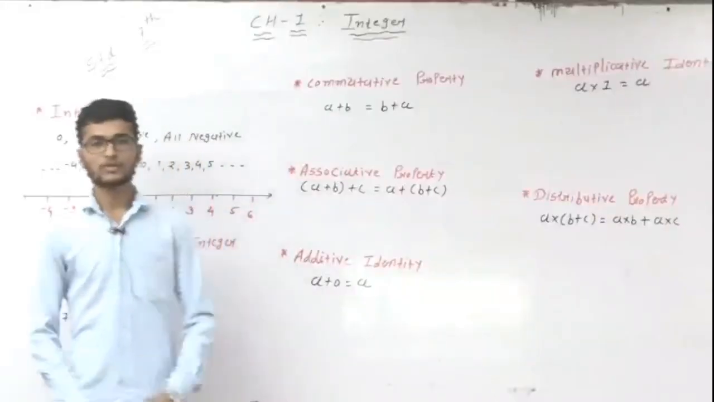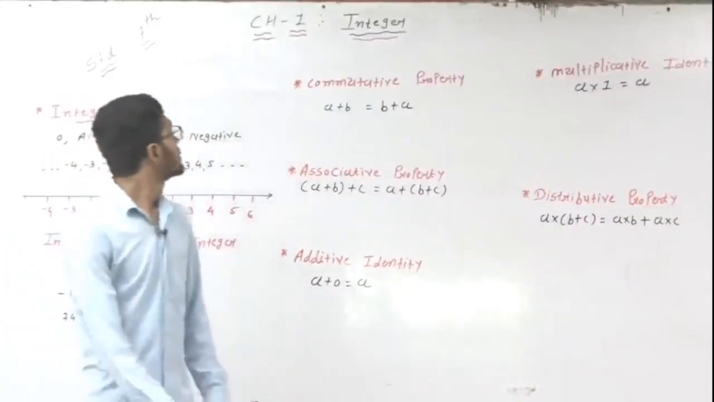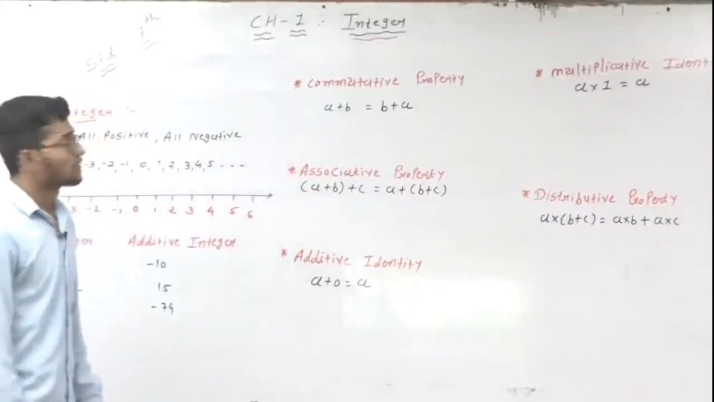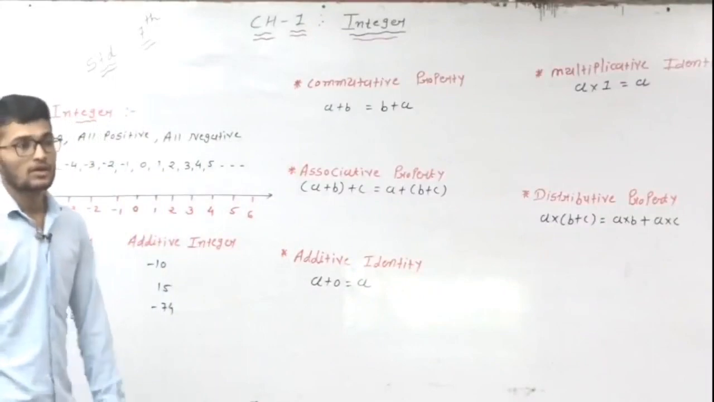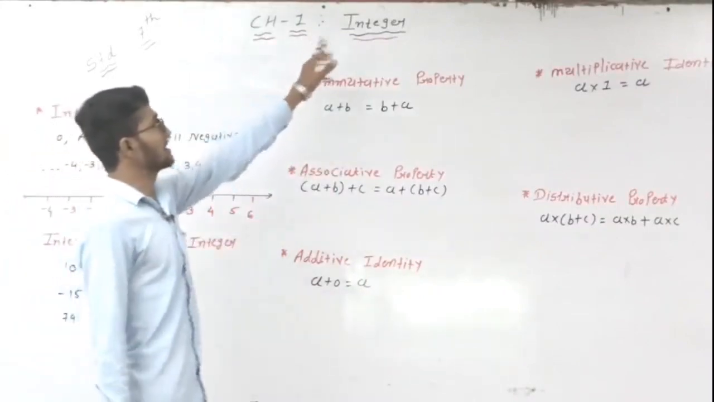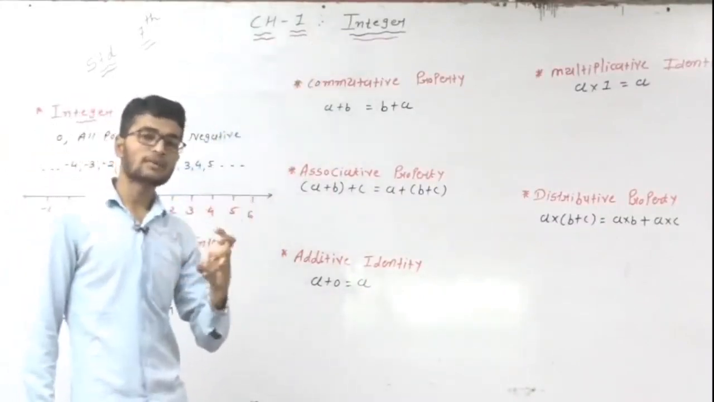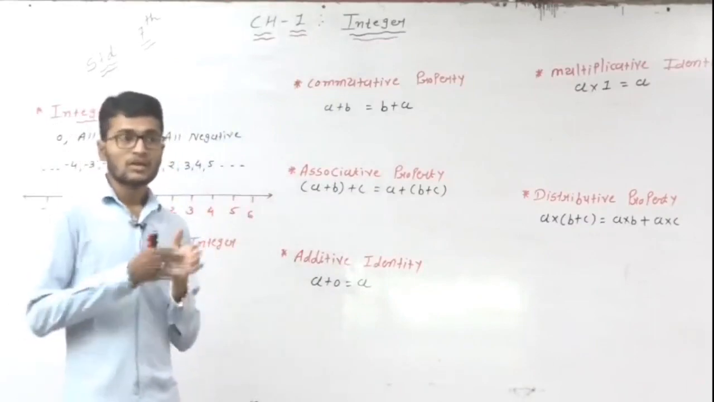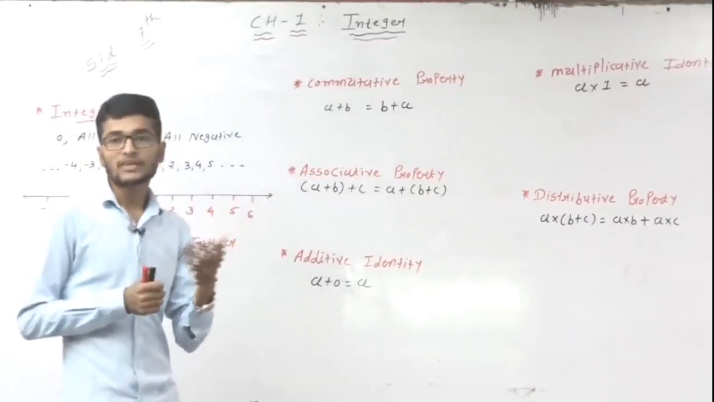Hello students, today we will learn chapter number 1, integers, for standard 7. So first of all, what are integers? Integer is one type of number. And in integers, which types of numbers are included?